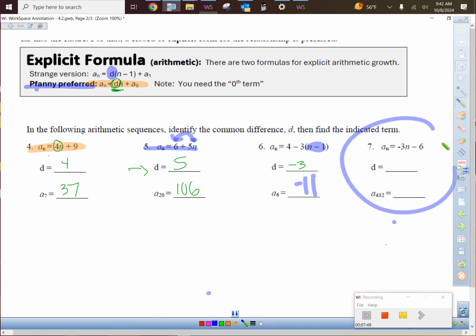Could you and a neighbor do that last one real quick? That's in Fani preferred format. Find the common difference and then find the 432nd term.